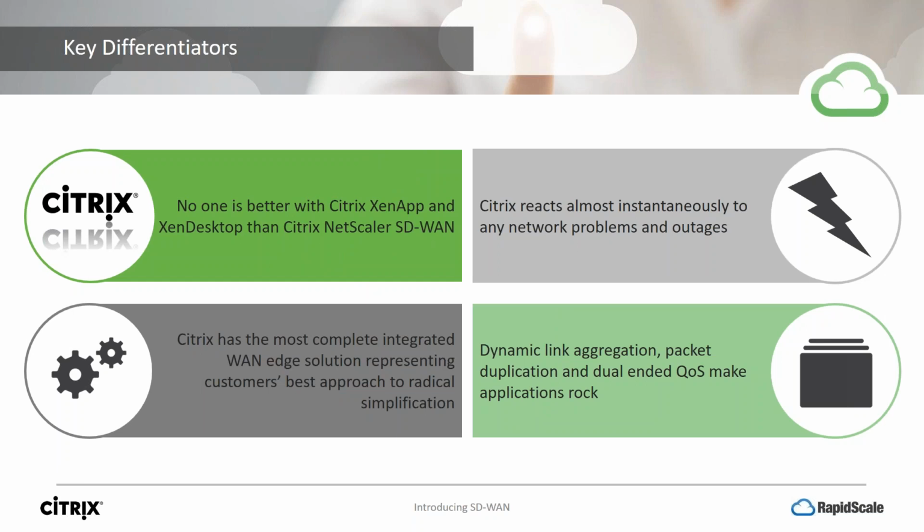So a key differentiator, obviously, is Citrix is preferred when there's a desktop environment behind it or in front of it. Citrix does react instantaneously to network problems and outages. And I'll give you an example. At RapidScale, we like to eat our own dog food, per se. In our East Coast office in Raleigh, where I happen to sit most of the time, we have a NetScaler appliance, and I have a 300 meg coax connection and a 100 meg Ethernet connection in the back of that NetScaler appliance.